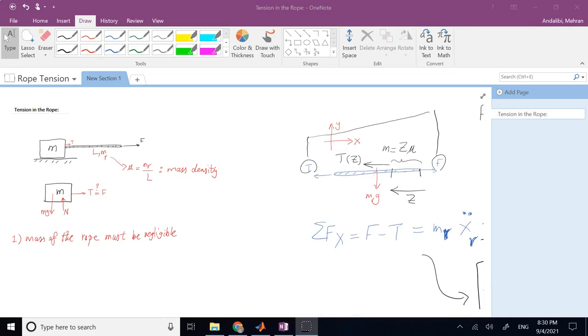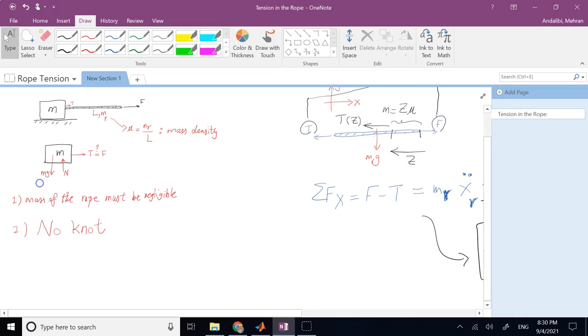A second condition that we need for the tension in the rope to be considered constant is that there is no knot or knots along the rope. So no knots. The rope should not be tied together or create a knot, a loop around it. Otherwise, at that point, you cannot consider the tension of the rope to be constant.